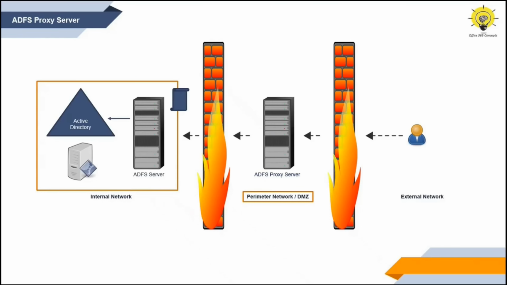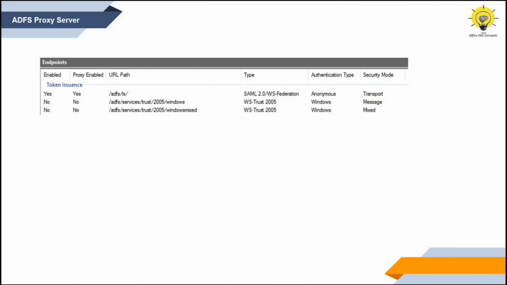If you go to the ADFS Server Management Console and navigate to endpoints, you will see proxy-enabled properties for all the endpoints. If this property is set to true, that means these endpoints are enabled on the ADFS proxy server. So if any external request is coming from the web browser, that request will be received by the ADFS proxy server and will be forwarded to the ADFS server. So this is what ADFS proxy server does.